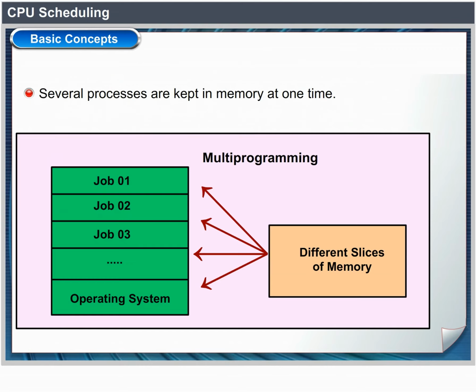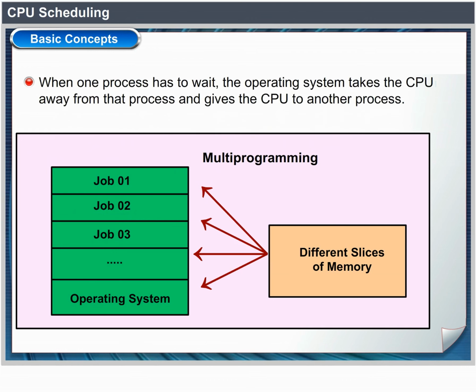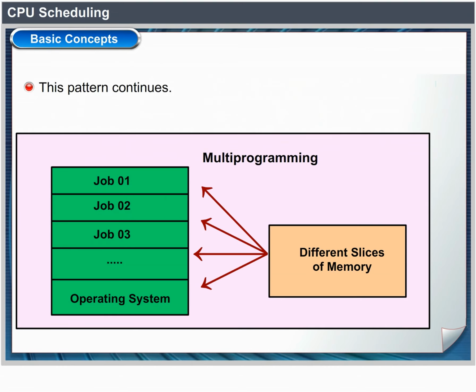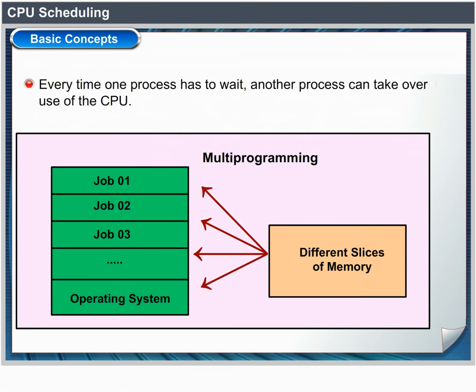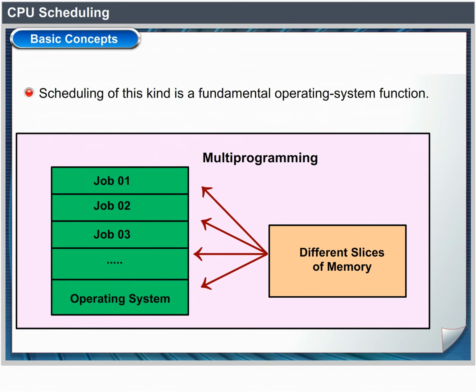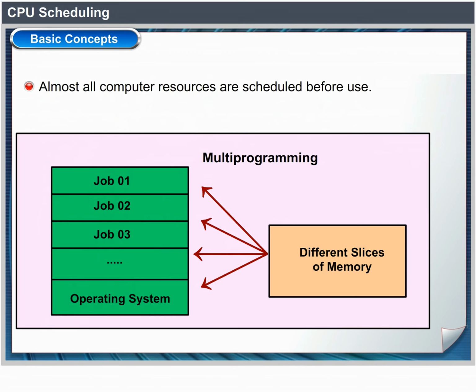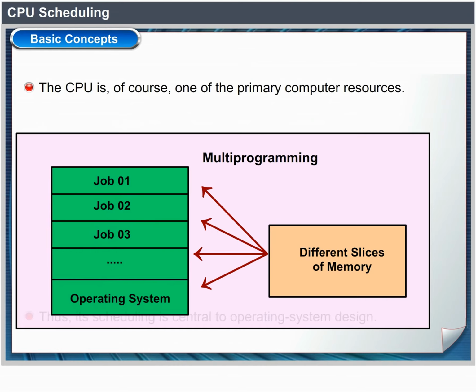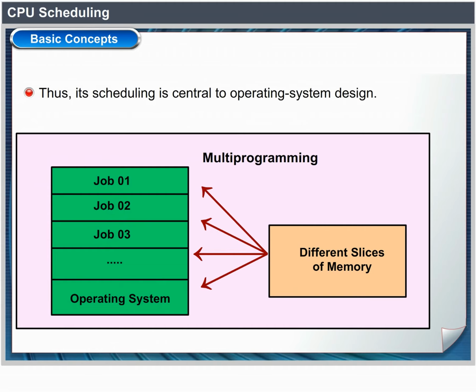Several processes are kept in memory at one time. When one process has to wait, the operating system takes the CPU away from that process and gives the CPU to another process. This pattern continues. Every time one process has to wait, another process can take over use of the CPU. Scheduling of this kind is a fundamental operating system function. Almost all computer resources are scheduled before use. The CPU is, of course, one of the primary computer resources. Thus, its scheduling is central to operating system design.